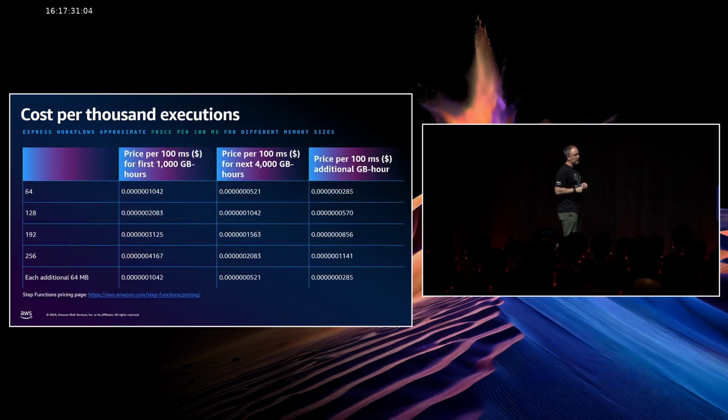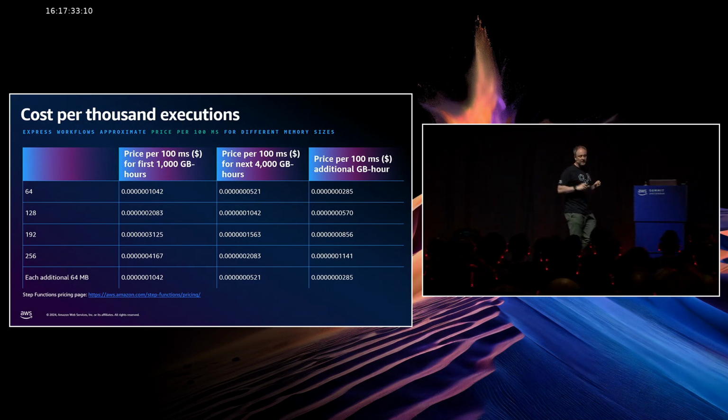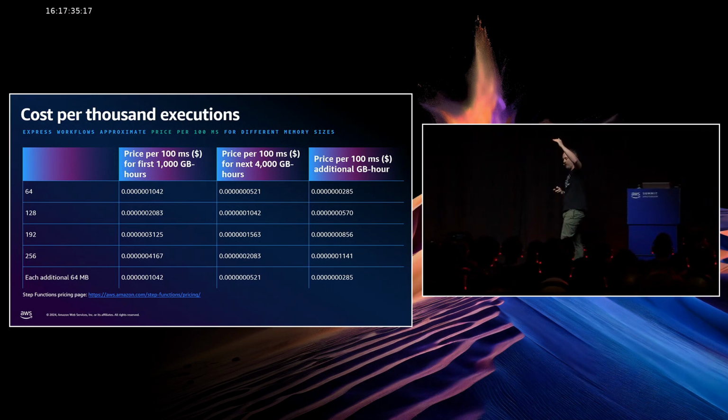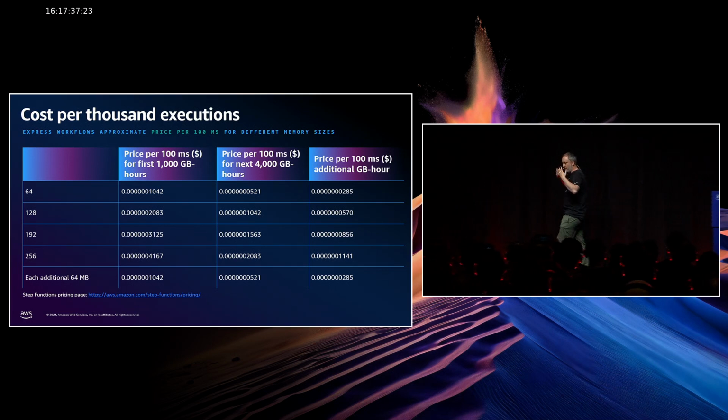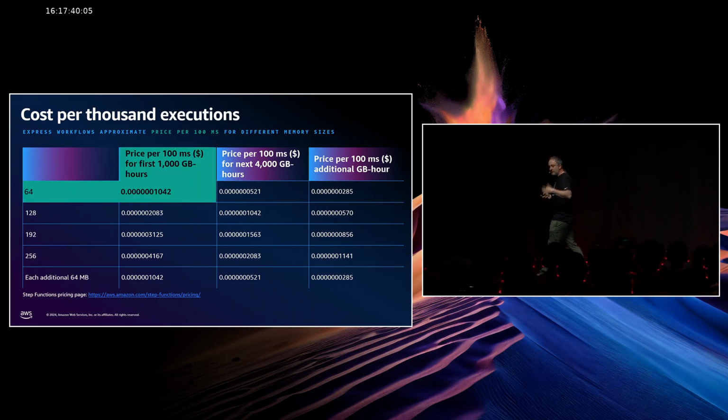And this is taken from the AWS pricing page, it goes up in 64 megabyte increments. This is a very small workflow with a very small input payload. So it's using this number here.